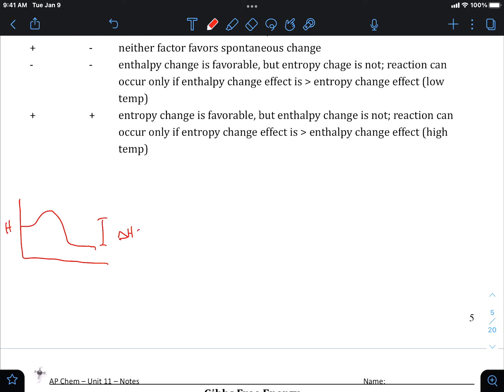What's the delta H value for this graph? Don't give me a number, just give me a sign. We have a loss, right? Okay.